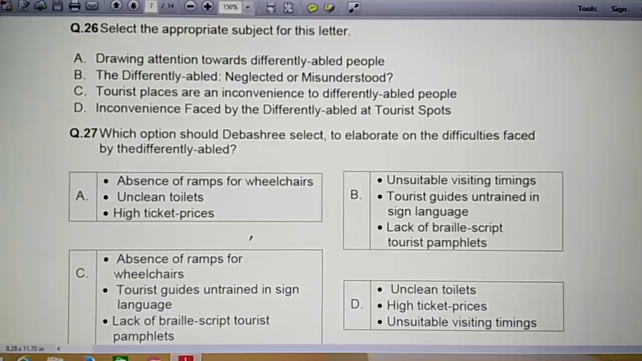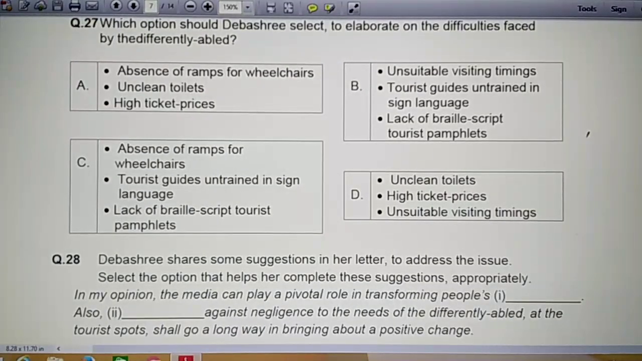Question number 26. Select the appropriate subject for this letter. The right option will be D, inconvenience faced by the differently abled at tourist spots. Question number 27. Which option should Debashri select to elaborate on the difficulties faced by the differently abled? So the right option for that will be C, absence of ramps for wheelchairs, tourist guides untrained in sign language, lack of braille script tourist pamphlets.